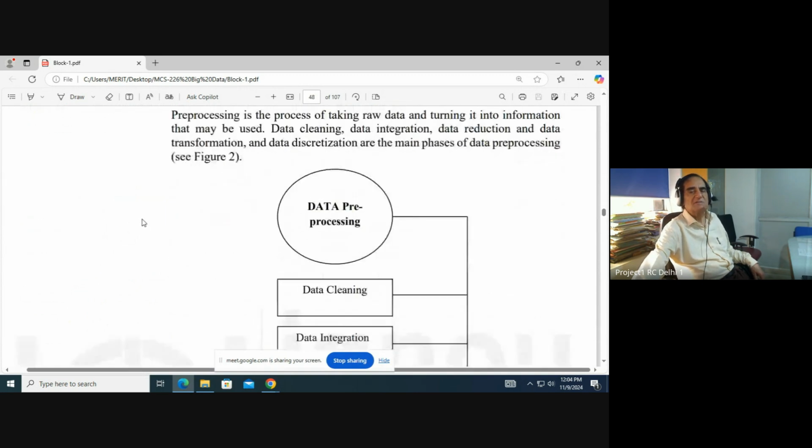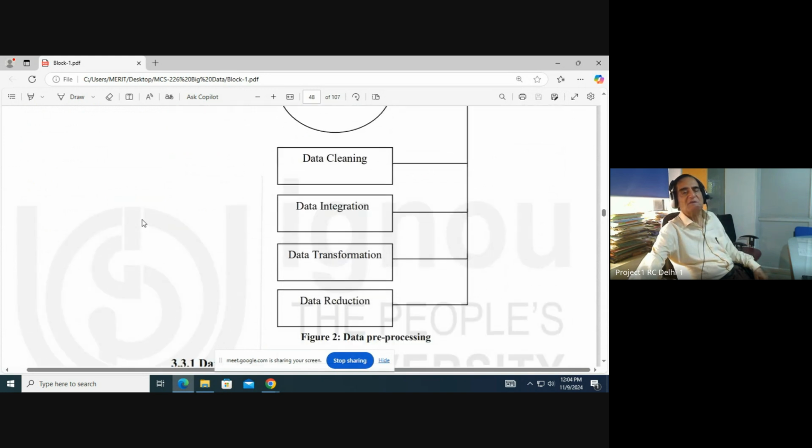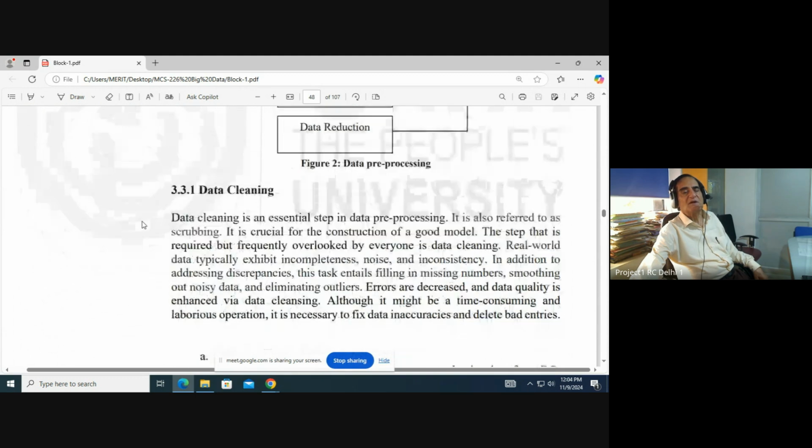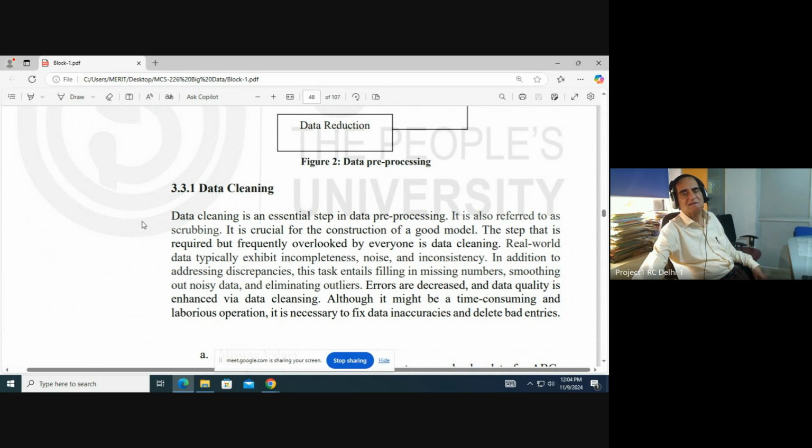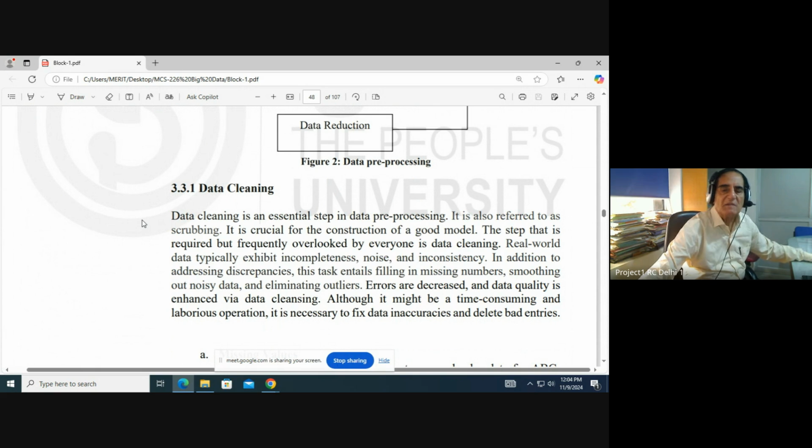So, data pre-processing. Pre-processing is the process of taking raw data and turning it into information that may be used. So this is data pre-processing: data cleaning, data integration, data transformation, data reduction. So what is data cleaning? Data cleaning is an essential step in data pre-processing. It's also referred to as scrubbing. It is crucial for construction of a good model. The step that is required but frequently overlooked by everyone is data cleaning. Real world data typically exhibit incompleteness, noise, and inconsistency. In addition to addressing discrepancy, this task entails filling in missing numbers and all these things.